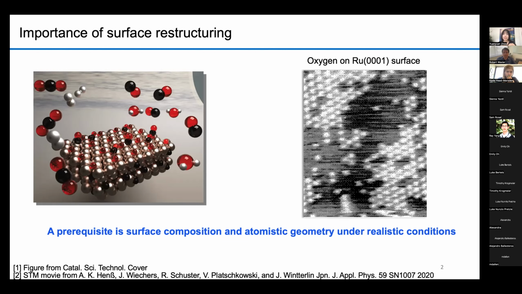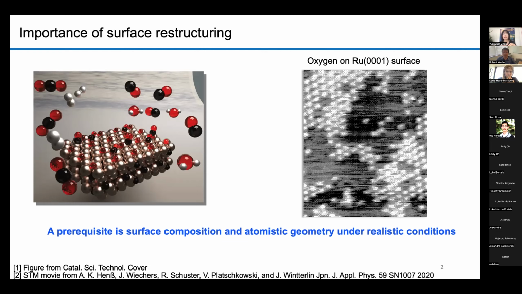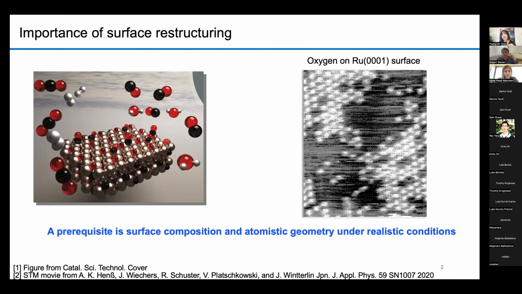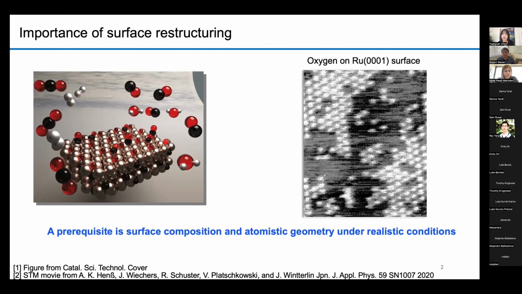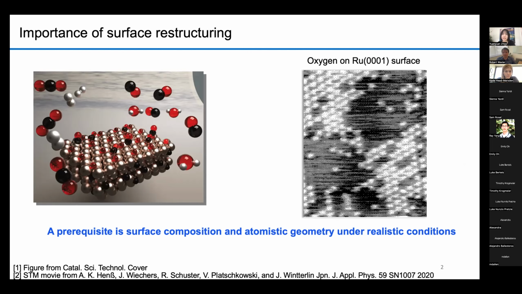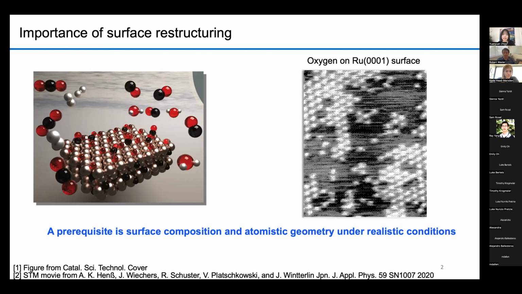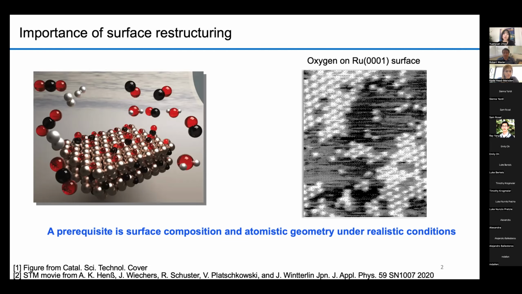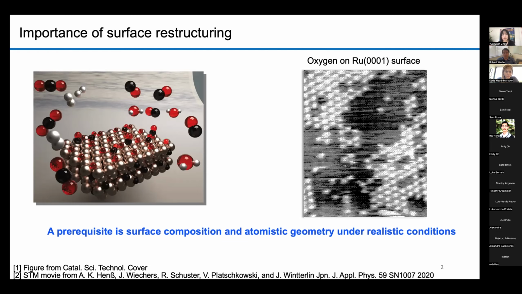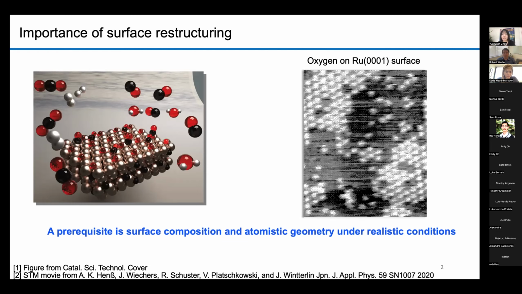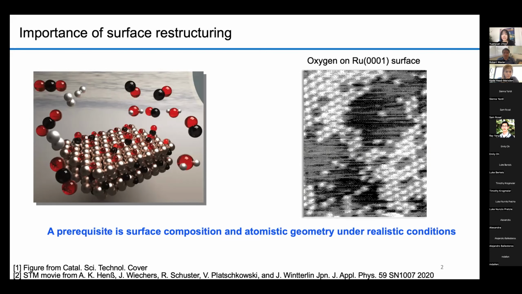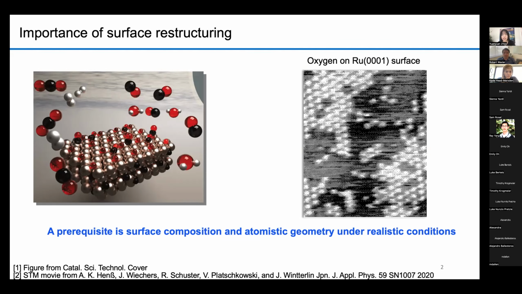And therefore, it is crucial to study the chemical dynamics of the surface, and in particular the chemical reaction steps and the transport processes on the catalytic active surface. And to reach a microscopic understanding of these processes, the prerequisite is detailed information of surface stoichiometry and geometry under realistic conditions.